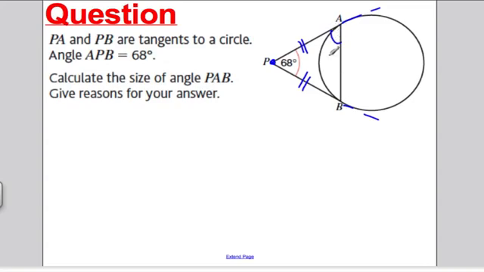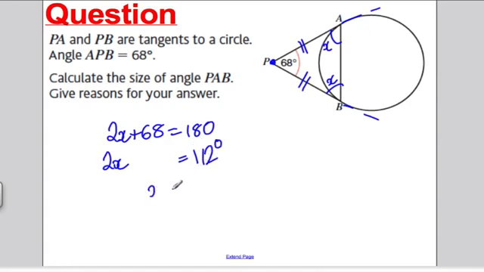Work out that angle. Well, you know that if this and this are the same length, then this angle and this angle are the same. So this must be x. This must be x. We're trying to find out that. So we know that 2x plus 68 must equal 180. And solving that, 2x must be 180 minus 68, which is 112. And so we know that x must be half that, which is equal to 56 degrees. And the angle PAB is therefore 56 degrees.